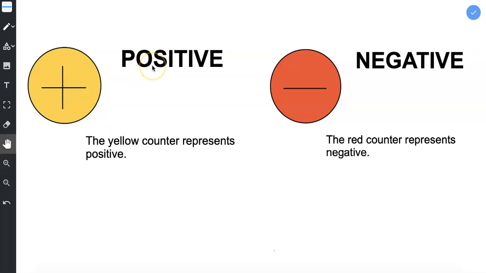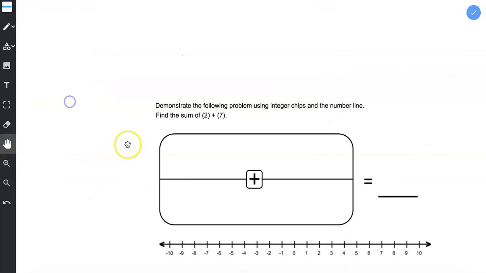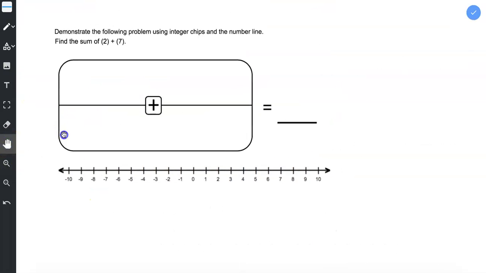This positive counter over here, remember, is yellow and it represents +1. The negative counter chip or integer chip is red and it represents -1. So +1, -1. Let's move on to our first problem.